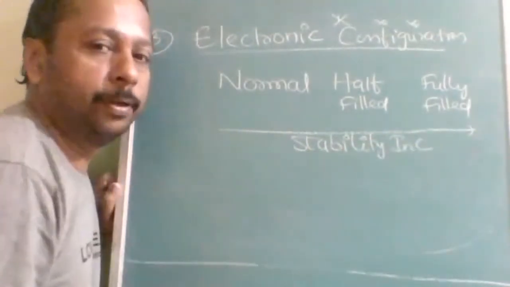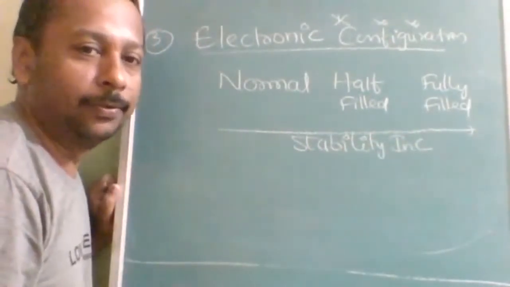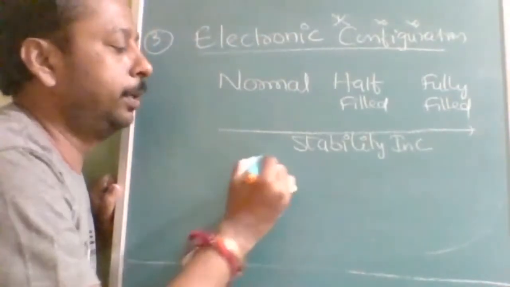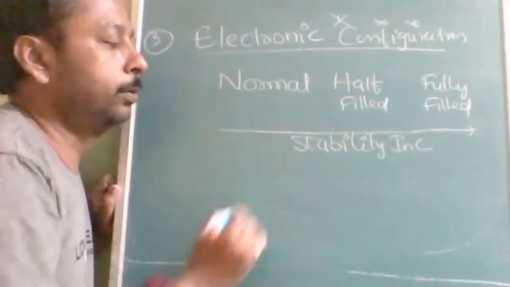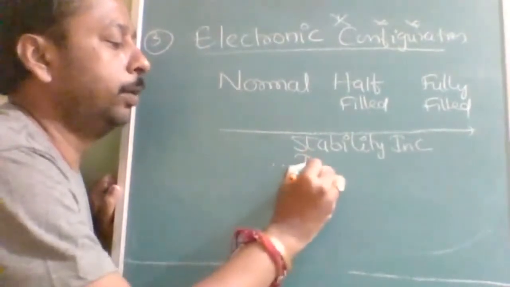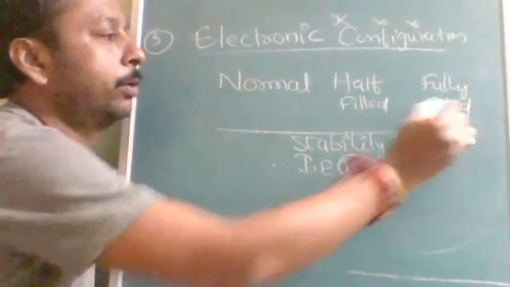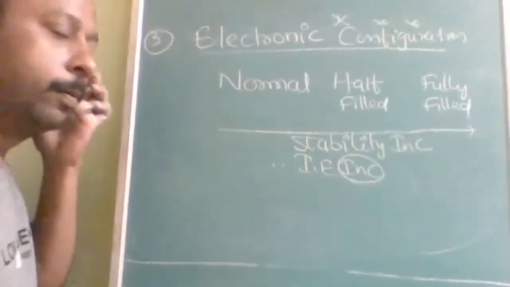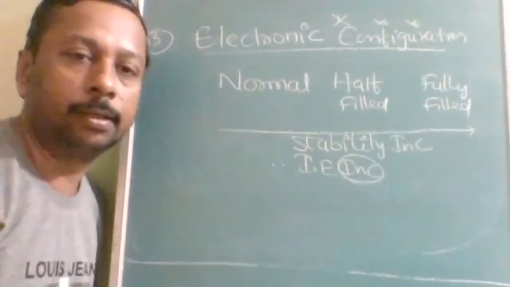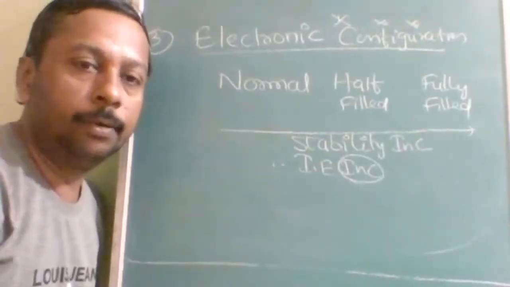Stability increases from left to right. Okay, so once stability increases, then it is difficult to remove an electron. Therefore, ionization energy also increases. To remove an electron from a fully filled subshell is very difficult. Okay, questions will be there.